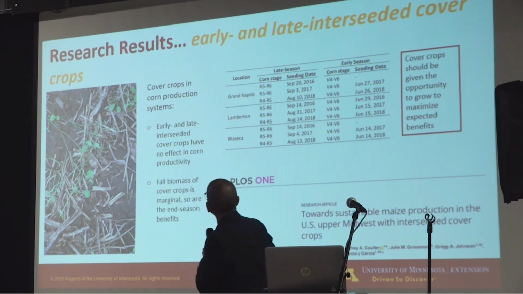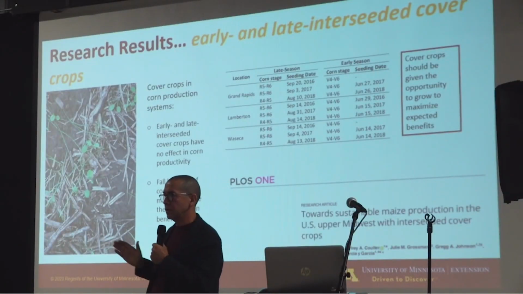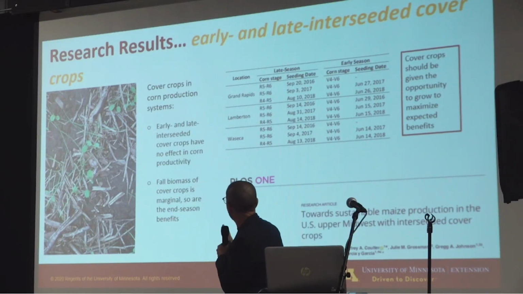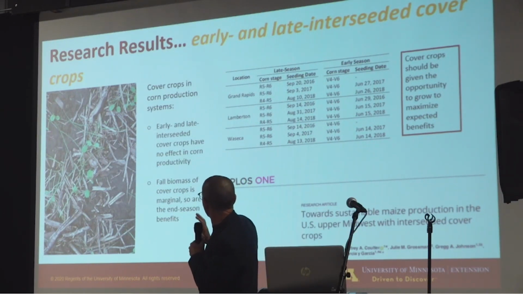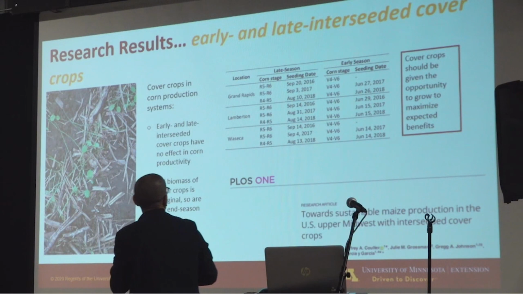So cover crops in corn production systems, early and late interseeded cover crops have no effect on corn productivity, and we show you the results. And fall biomass of cover crops is marginal again. So the end season benefits are basically marginal as well because of that.